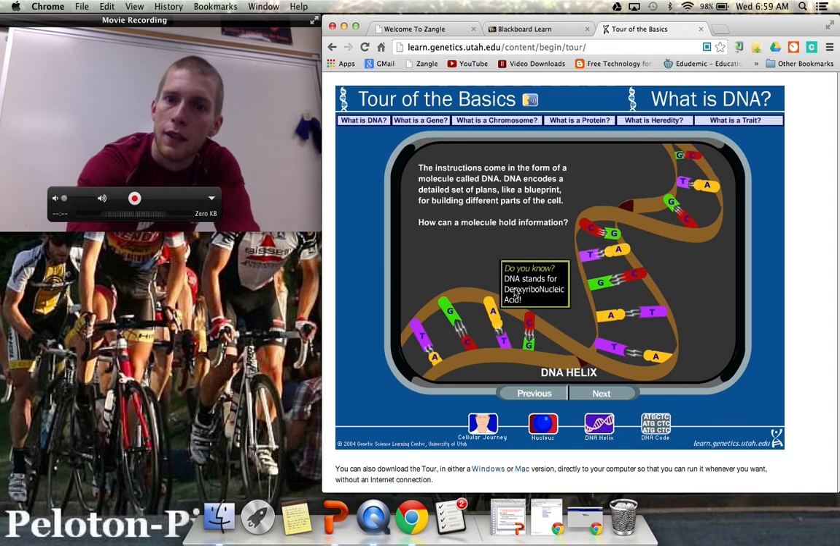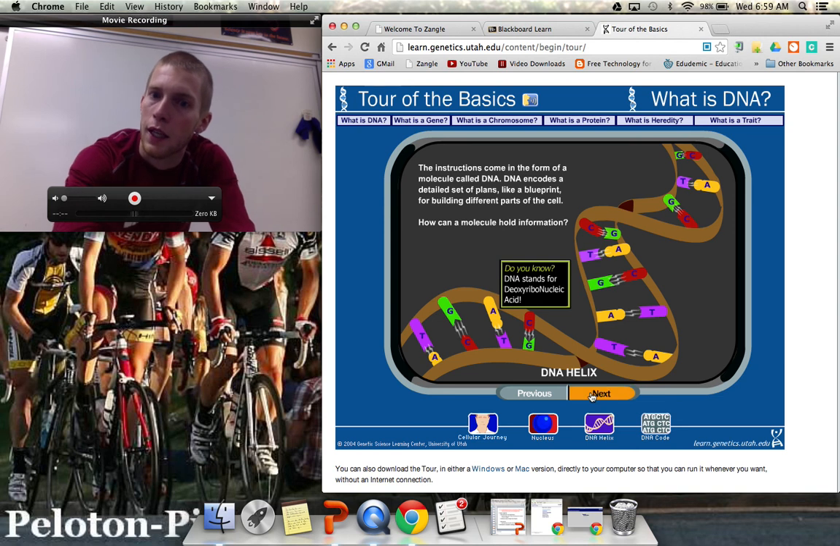And DNA in itself stands for, right here, deoxyribonucleic acid. So you can see D and A. So deoxyribonucleic acid is what we're talking about when we talk about DNA. And as you can see, DNA is kind of this twisted ladder, this double helix shape, and it's made up of 4 different nitrogen bases, A, T, G, and C, or we call it adenine, thymine, guanine, and cytosine. A, adenine, will always pair with T, thymine. G, guanine, will always pair with C, cytosine.